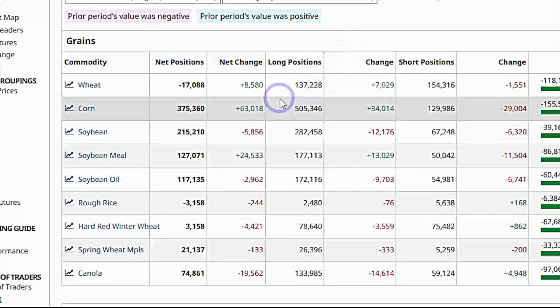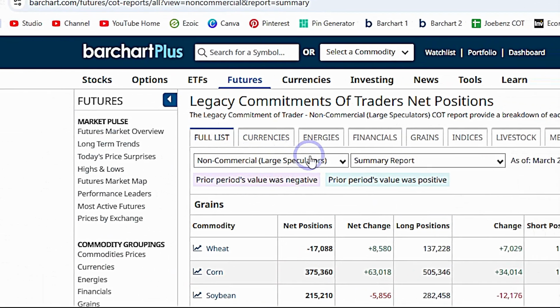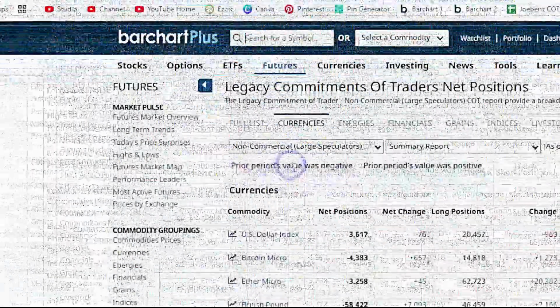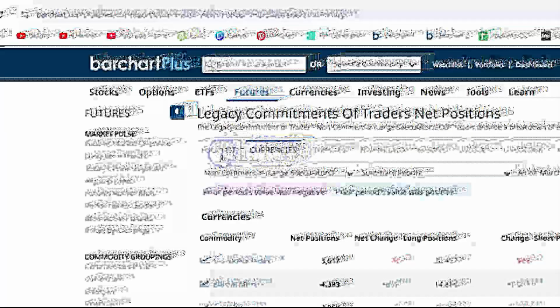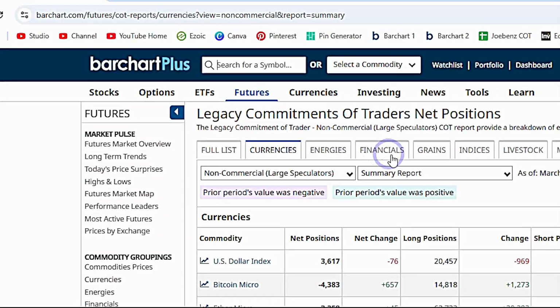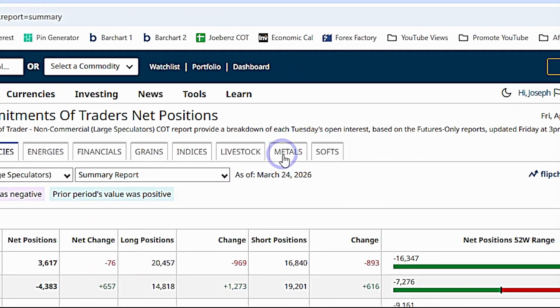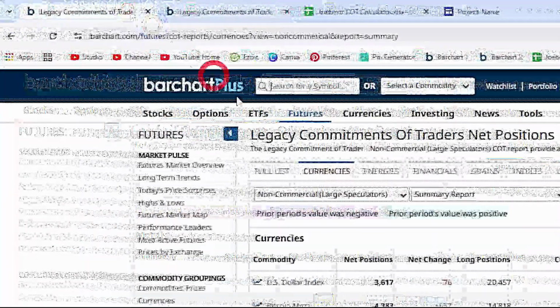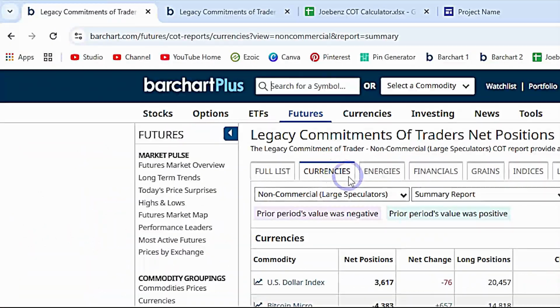Of course, I think this is new data. Okay, this is full, sorry. Go here and click on currency. Okay, yeah, this is the old data. Sorry, I was thinking we had new data. Sorry for that. So I click on currency because you can click on full list, currency, energy, financials, grains, indices, livestock, metals, softs. Now you can see on this tab here, I am on metals, right? While on this tab here, I'm on currencies, okay?